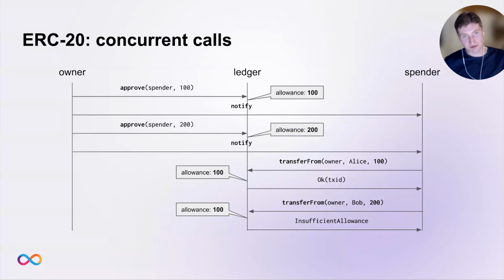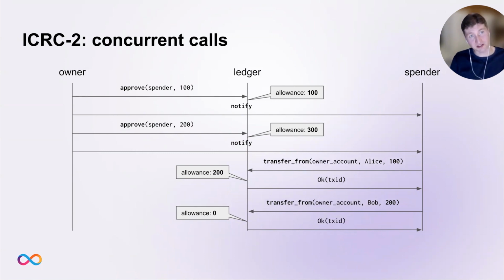The ledger dutifully reduces the allowance by 100 and reports success. But when it comes to the second transaction, the spender tries to spend 200 tokens from the owner's account, but it doesn't work anymore because the allowance is only 100. So only one transaction will succeed from these two. And depending on numbers, usually the lowest transaction wins.